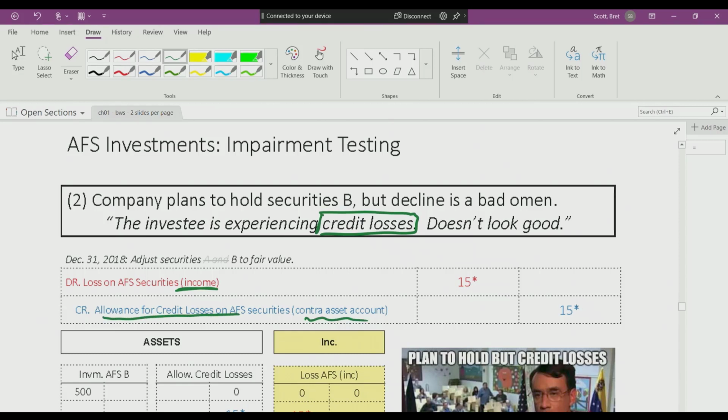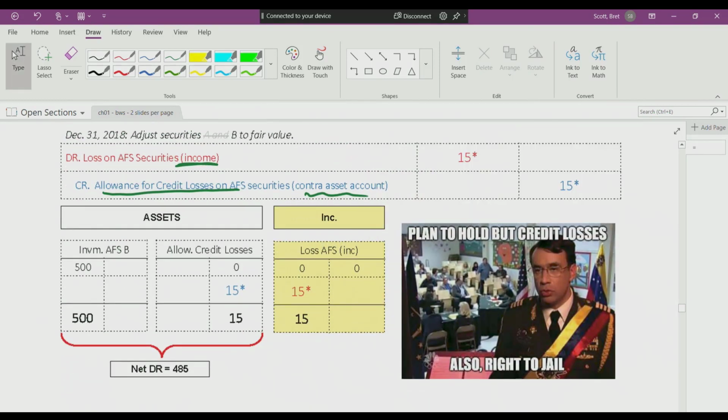And rather than reduce the investment account directly, we're going to use an allowance account that acts like a contra account. So in this case, we're still not going to use OCI. We're going to directly put it into income, have it affect income, but we're going to bypass the investment account and just set up a contra offsetting account, the allowance for credit losses. The overall fair value is still shown down below when you net those two together, but we're keeping those separate because the reason for the decline is something other than a temporary market fluctuation.